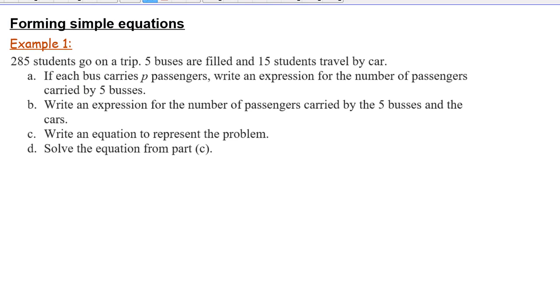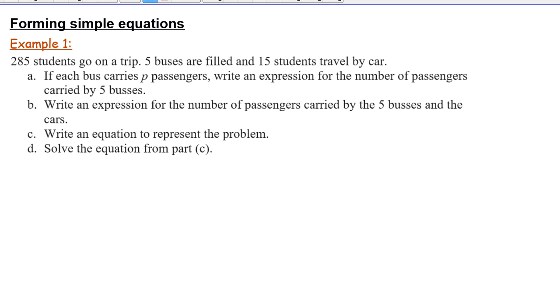In this video, I'm going to look at forming simple equations. So you can also form simple equations, and usually this involves word problems. So in this case, we have 285 students go on a trip.